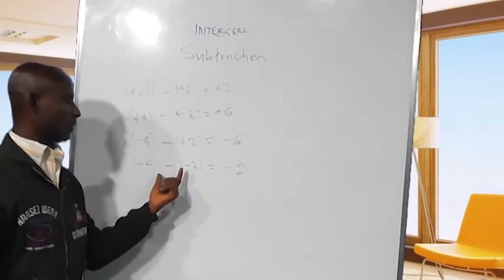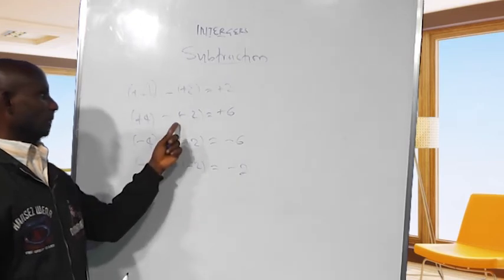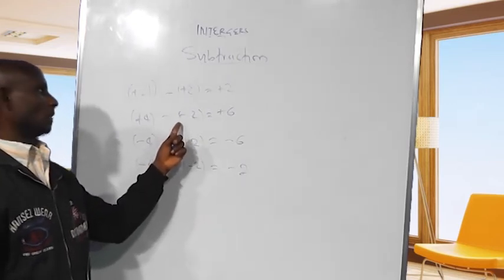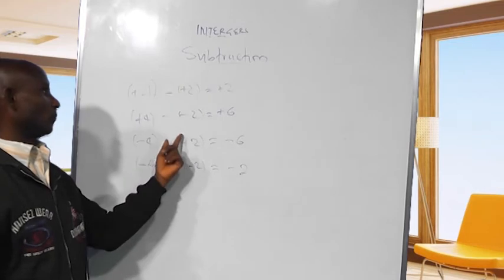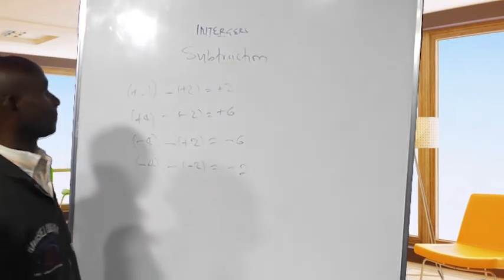Where we have two minus signs together, the sign turns to a positive sign. The same thing is applicable in the second example here. Minus and minus become plus, and we have here positive 6. So when we add together, this is what we have.